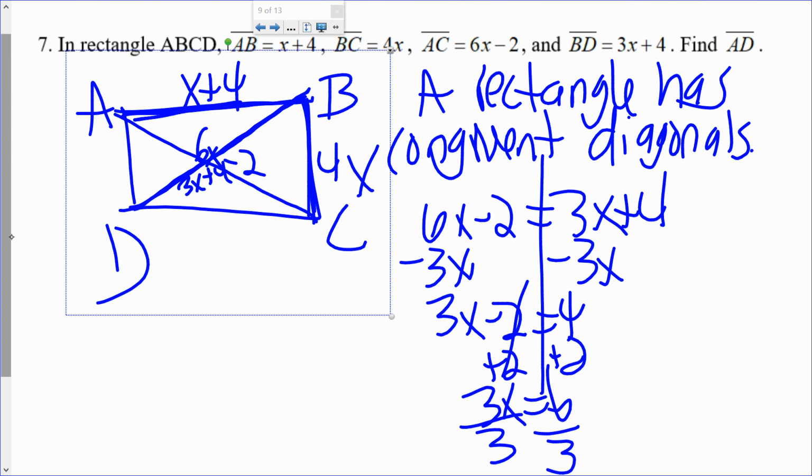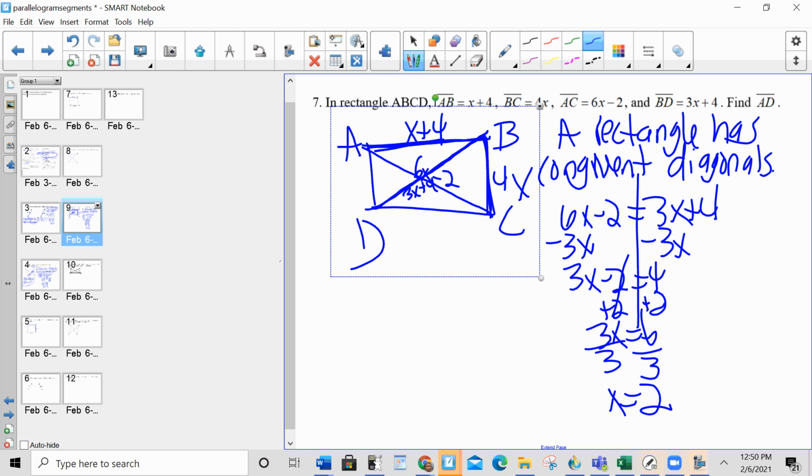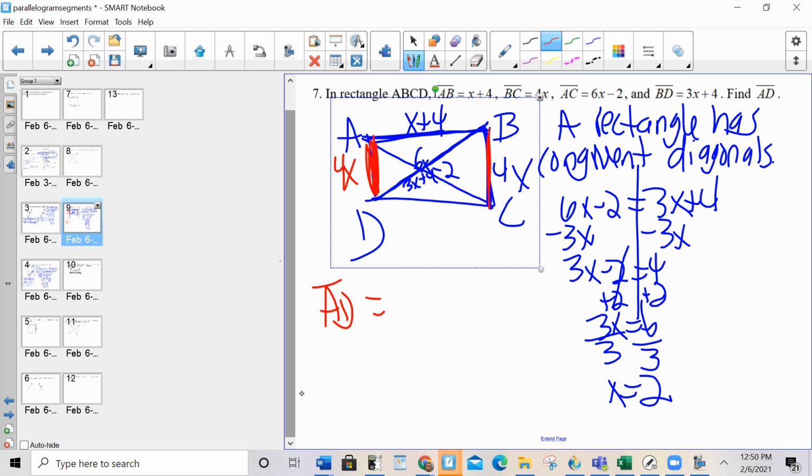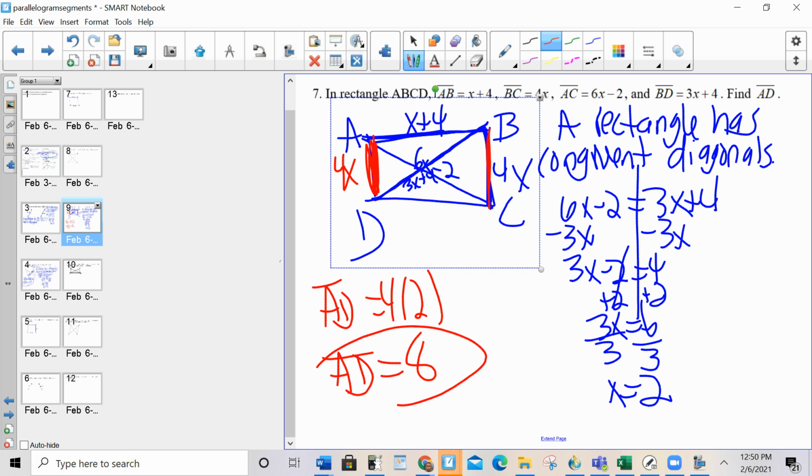Now, it's asking for AD. Well, AD is congruent to BC because opposite sides of a rectangle are congruent. So if BC is 4x, then AD is 4x. So AD is 4 times 2. AD is 8. I like this question.